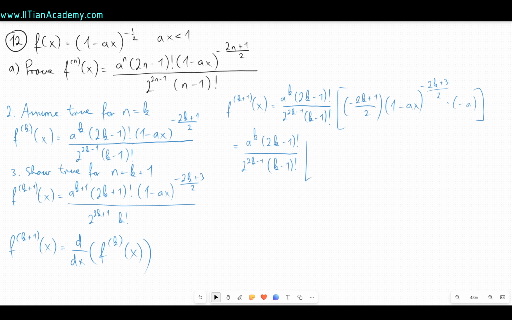Like this. And then here, we can simply multiply everything out and just take this minus a into consideration as well, so that we have a couple fewer terms. So this will simply be a times 2k plus 1 over 2 times 1 minus ax to the power of minus 2k plus 3 over 2. So the negatives have cancelled each other out.